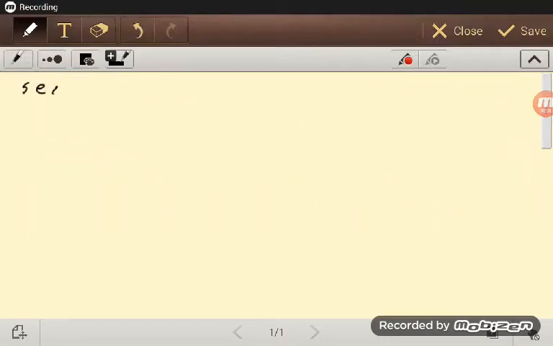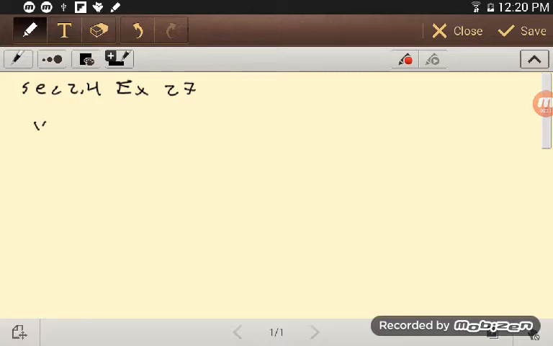This is section 2.4, exercise 27. And so here we're told y is equal to x over the square root of x squared plus 1.